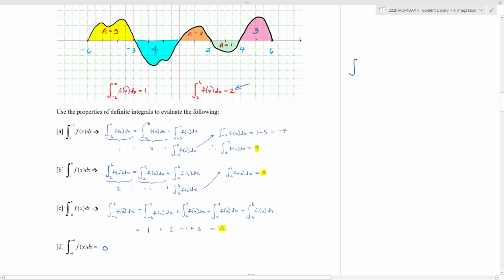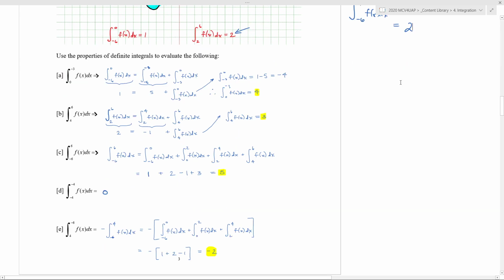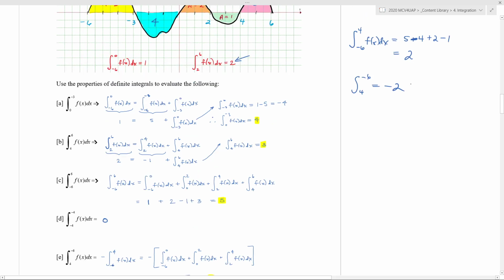So in other words, if I was integrating from -6 to 4 of f of x dx, that would be equal to 5 minus 4 plus 2 minus 1, which is 2. That's if I'm integrating from -6 to 4. The question asks from 4 to -6. So the integral from 4 to -6 is equal to -2. It's the negative of this answer we got right here.